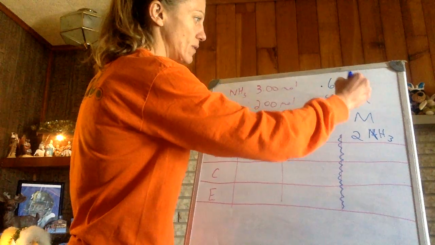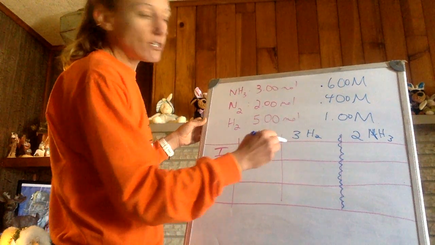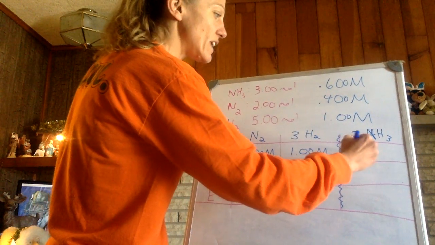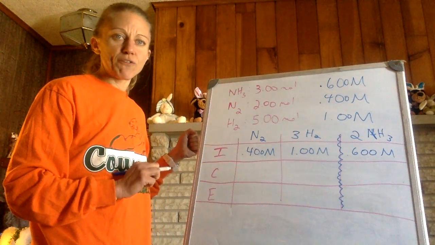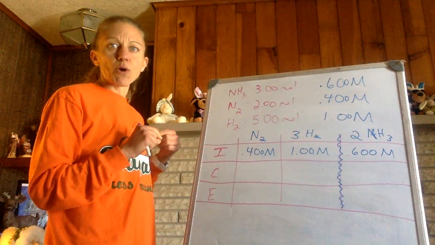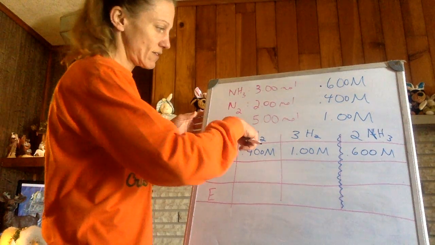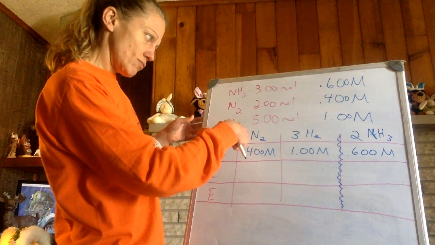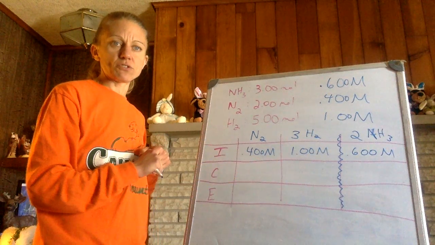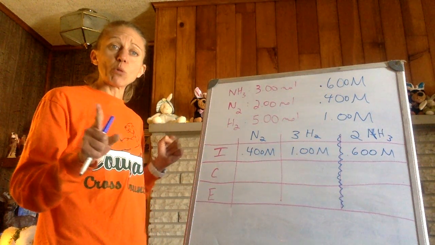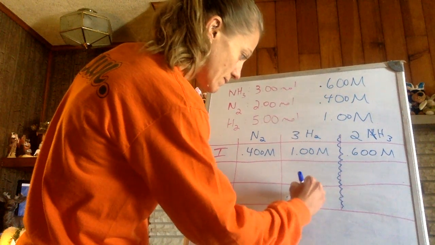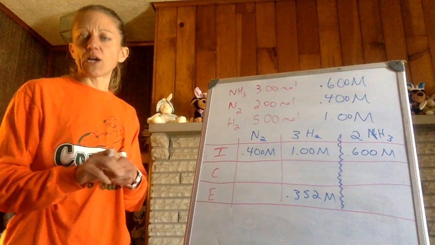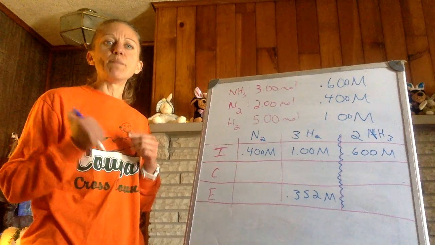I could do that for my H2 and my NH3. What you'll notice is I didn't do anything with the coefficients with my initial values. I wrote them here, but I didn't include anything with the 1 and the 3 and the 2 when I wrote down my initial concentrations. I literally copied them from the problem. I have one more piece of information I can include. So this is what I know. This is where I'm starting. And now I'm going to start thinking about what happens.